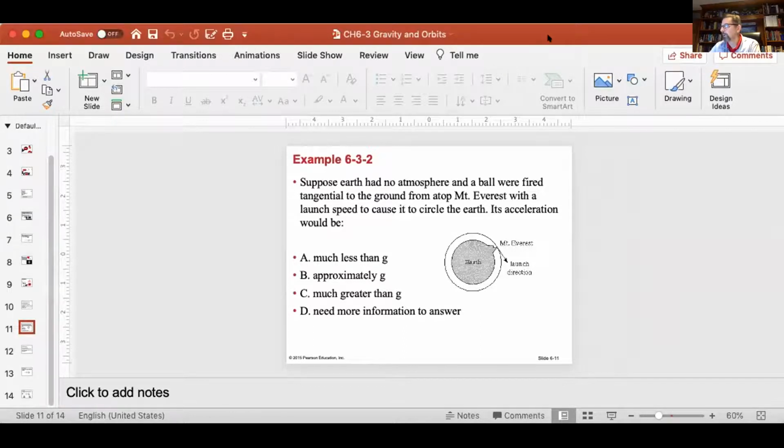And launch it. Go ahead. And so suppose we had no atmosphere. Top of Mount Everest. What acceleration?